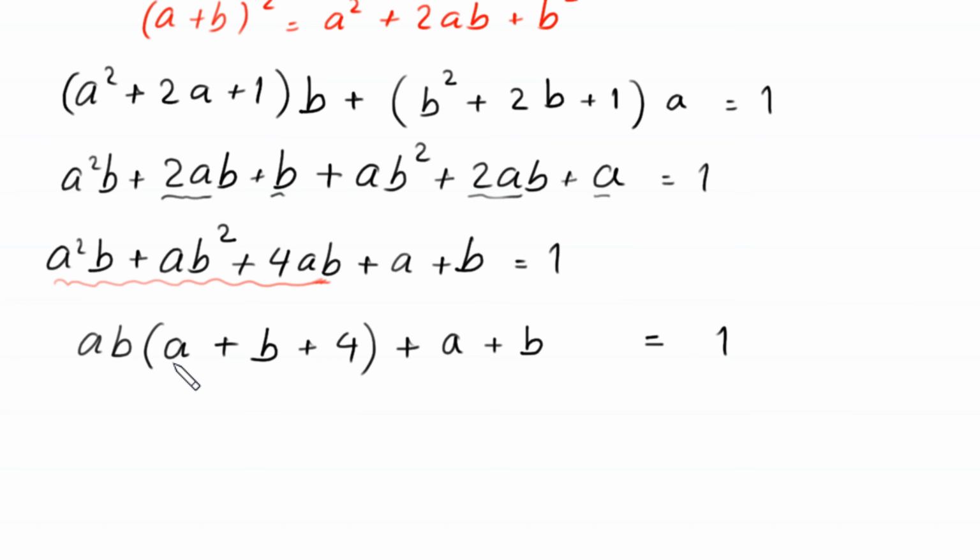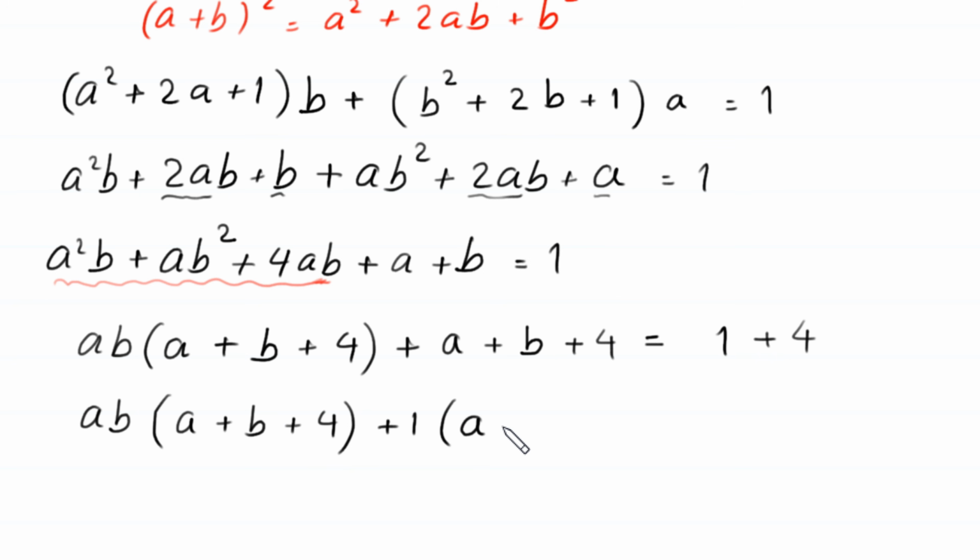Now because here we have a plus b plus 4, to make this a plus b the same as this expression, we add 4 to both sides. At right hand side we add 4. Next, a times b times a plus b plus 4. From these three terms we can factor out plus 1, in bracket left a plus b plus 4, is equal to 1 plus 4, which will become 5.